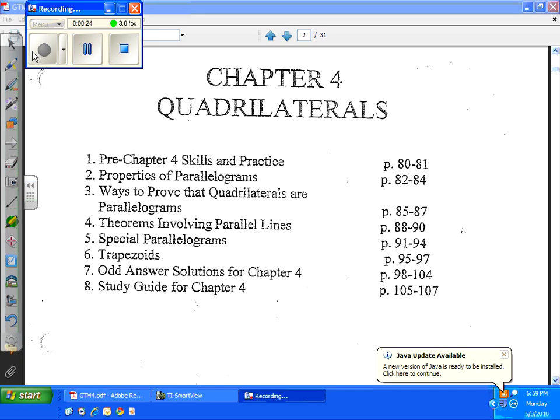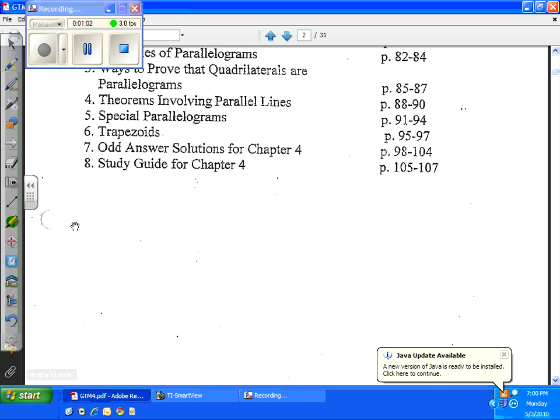Theorems involving parallel lines, Unit 4. Unit 5 is special parallelograms, rectangles, rhombuses, and squares. Objective 6, or Unit 6, is a special unit just for trapezoids, another type of quadrilateral that's not a parallelogram. Then we have the odd answer solutions for Chapter 4 and the study guide for Chapter 4. So we will do the pre-Chapter 4 skills and practice, a little bit of review of algebra.